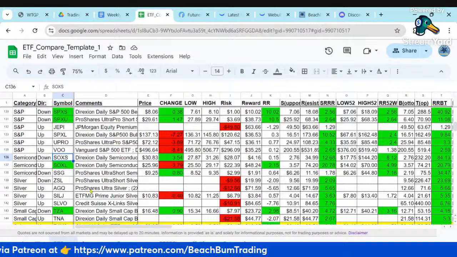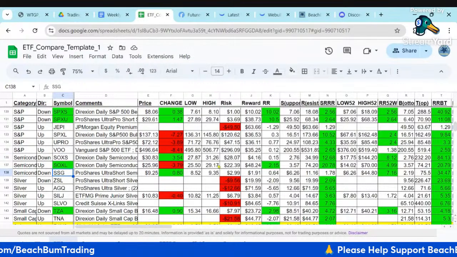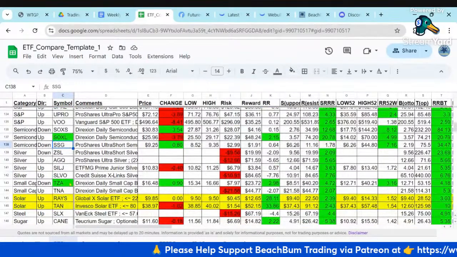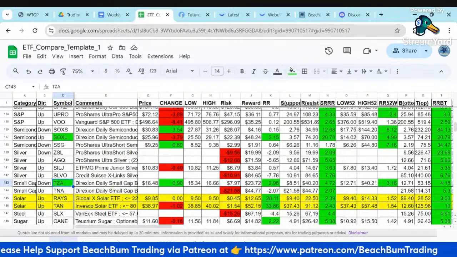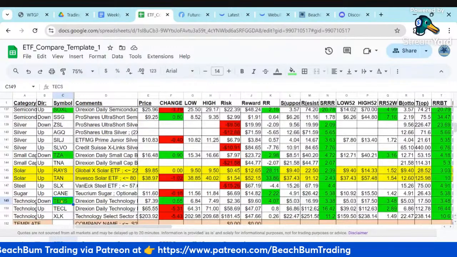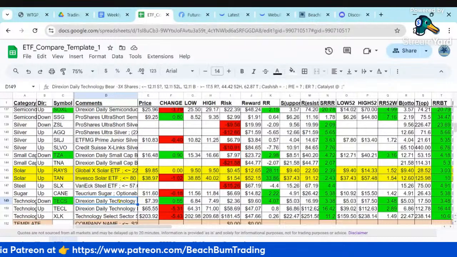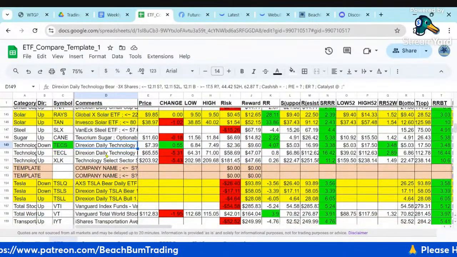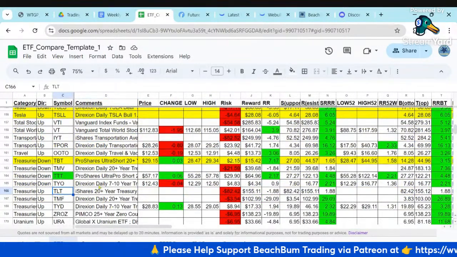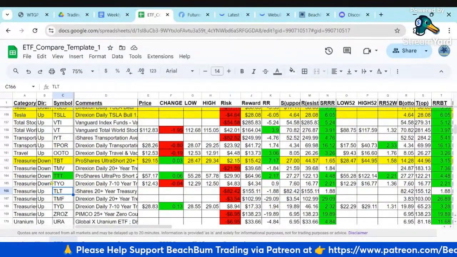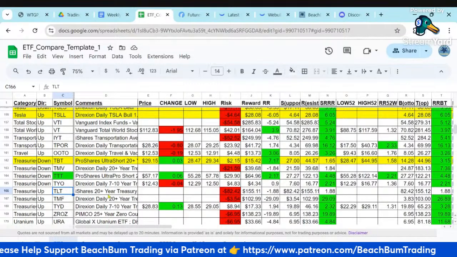Semiconductors, SOX, also SSG, so you can compare the risk reward profiles and leverage for those, whichever you'd like. We saw the small cap bear, TZA, is getting popular. Again, TECS is the short on the broad technology sector. And Tesla, long or short. Various ones to long or short, various bond durations.